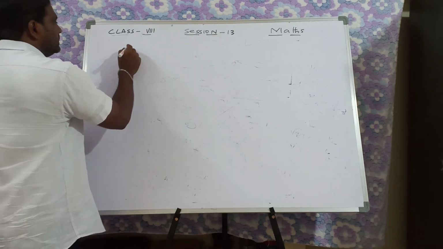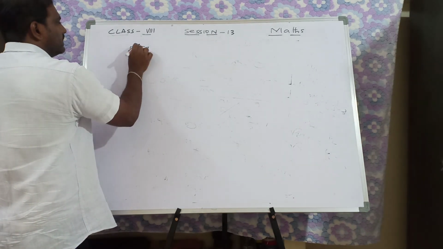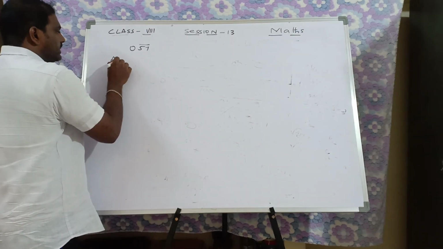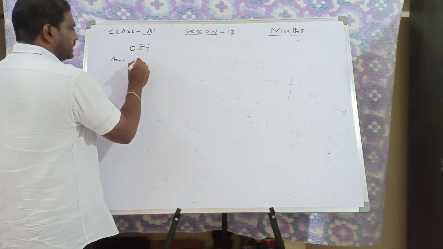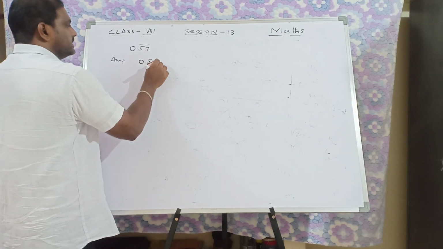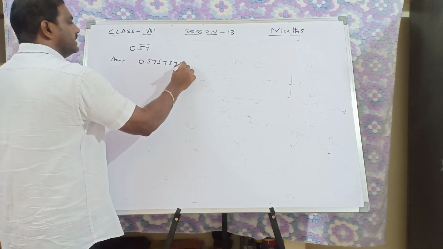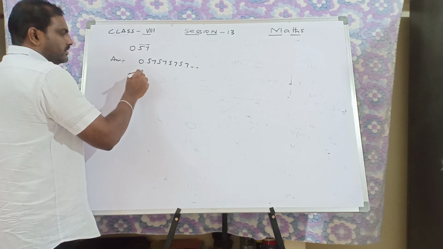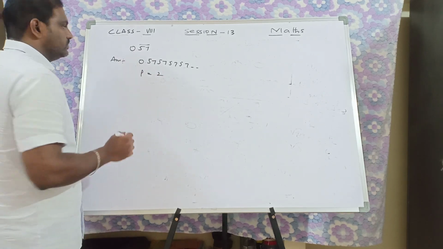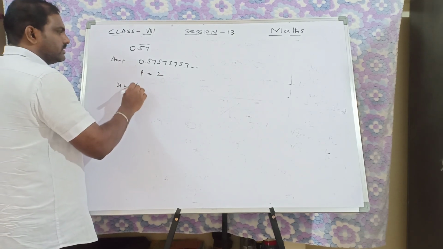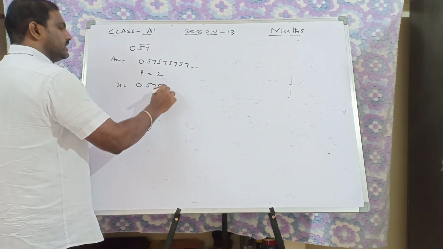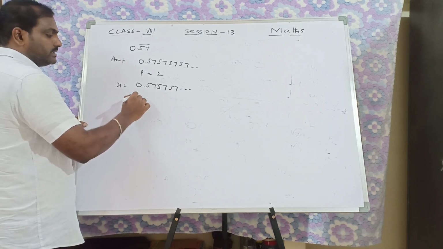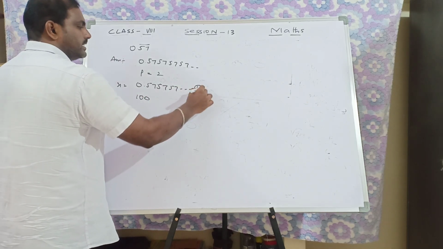Now, the second question, 0.57 bar. Bar is given for both. So before writing that, first write it in expanded form. This is 0.57, 57, 57, 57 and so on. That means 2 digits are going to repeat, so its period will be 2. So what do I take first? x is equal to 0.57, 57, 57 and so on. I have to multiply with 100 on both sides. I am taking it as equation 1.